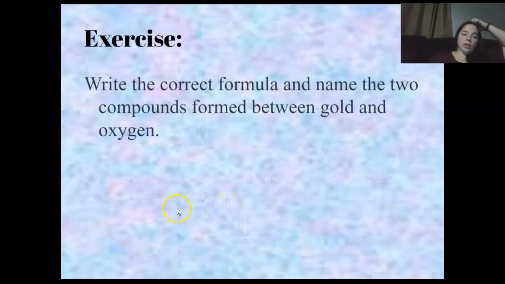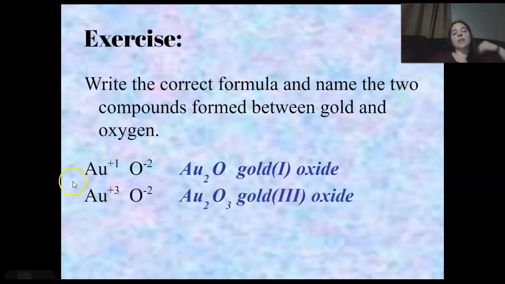All right, so exercise real quick. Looking at this, you've got gold. There's two types. You got +1, +3. So the +1 is going to be gold 1 oxide. The +3 is going to be gold 3 oxide. And notice, again, don't put the number down. Don't put a 1, don't put a 3. Put the Roman numeral. Very, very important, because if you put a 3 in front of one of these things, it could indicate how many elements are there, and you don't want that.